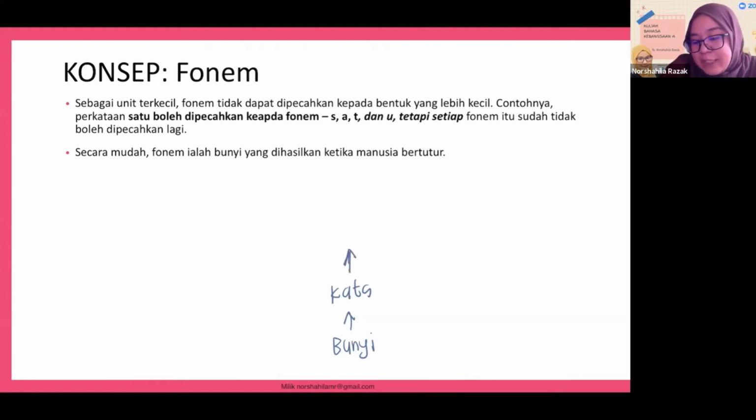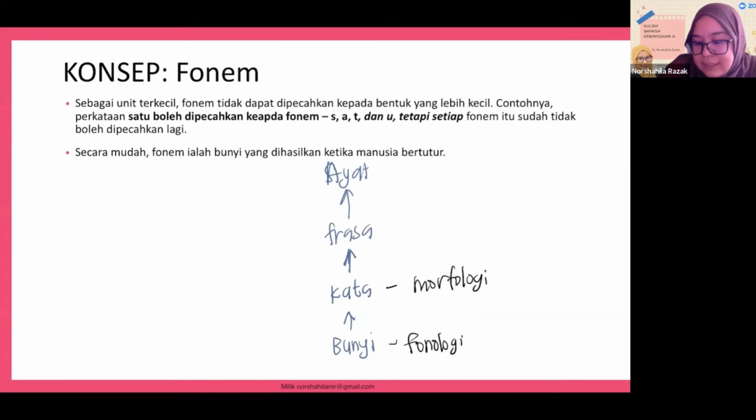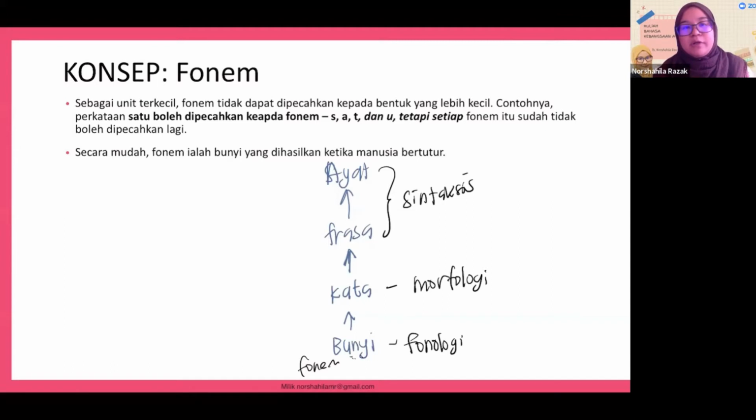Kemudian lepas fonem kita ada frasa dan selepas frasa kita ada ayat. Okay, ayat. Mana bunyi ini adalah kajian tentang fonologi. Kata ni kajian tentang morfologi. Dan ini adalah kajian tentang sintaksis. Okay. Jadi bunyi ni dalam fonologi, fonem ni paling kecil lah. Because we cannot break the phoneme anymore. Kalau bunyi tu pun kita pecah, how it's going to be. Jadi sebab itulah kita kata fonem ini adalah unit yang paling terkecil.